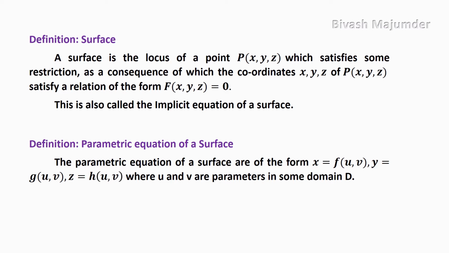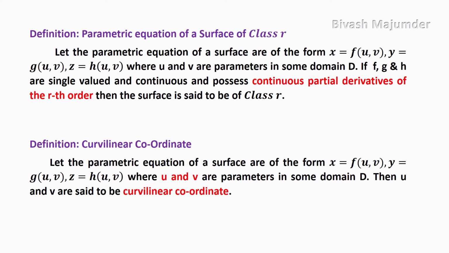And the definition of parametric equation of a surface of class R is: let the parametric equation of a surface R of the form x equals to f of uv, y equals to g of uv, and z equals to h of uv, where u and v are parameters in some domain D. If f, g and h are single-valued and continuous and possess continuous partial derivatives of the Rth order, then the surface is said to be of class R.